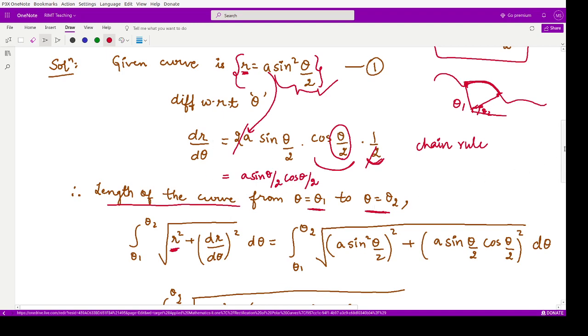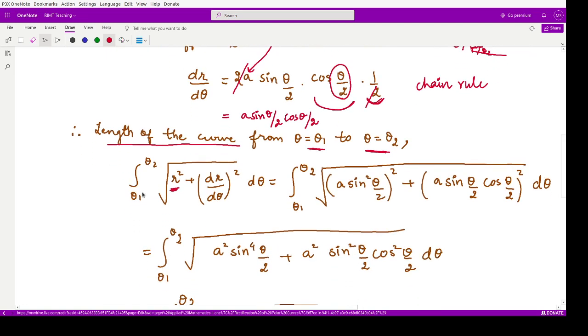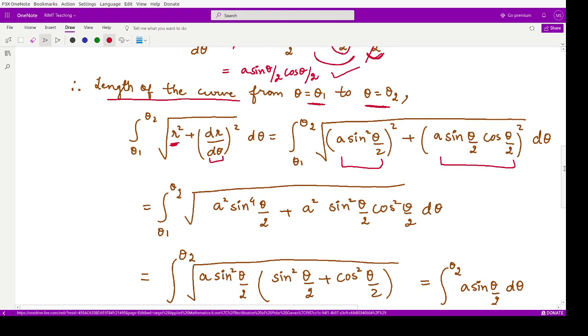To calculate the length of this curve, we perform this integration from theta 1 to theta 2: square root of r square plus dr by d theta whole square, d theta. The value of r is a sine square theta by 2, which we have substituted over here, squared, and the value of dr by d theta is this one. So you now just have to perform this calculation.